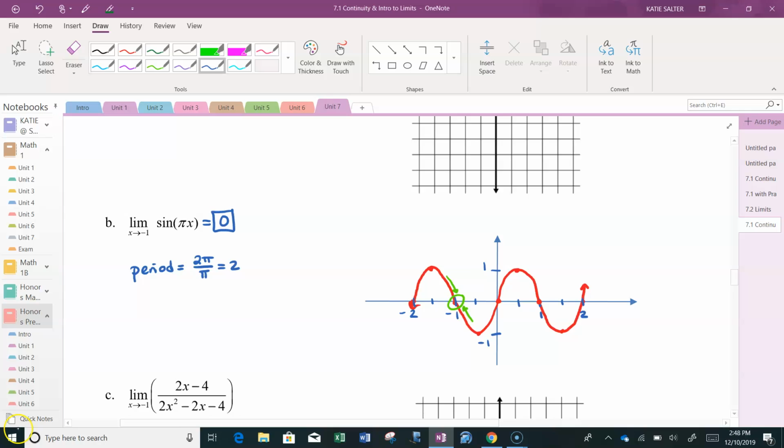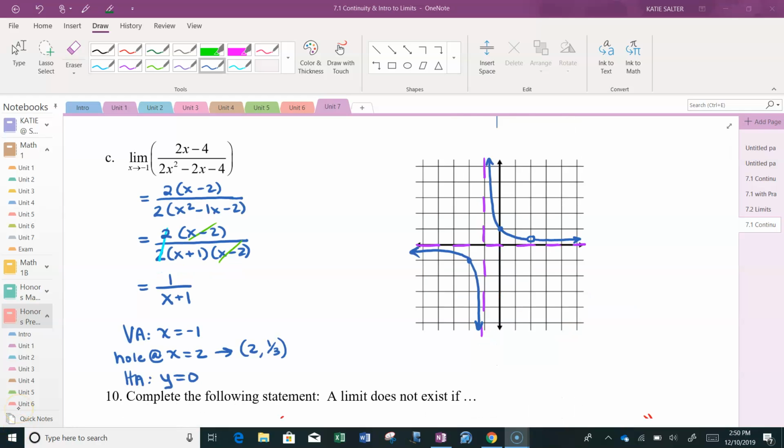All right, finish the last one. Okay, so we've got another rational function. So the first thing we do is factor it apart to see what's happening. And when we factor this rational function, we see the 2's would just reduce. That really doesn't make any difference.